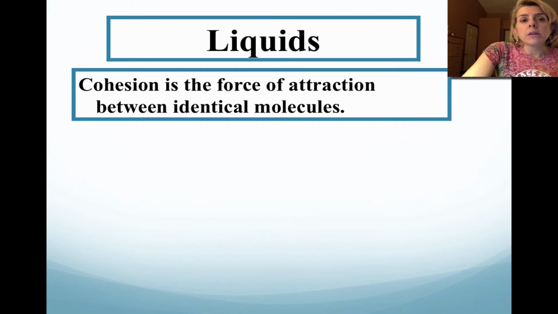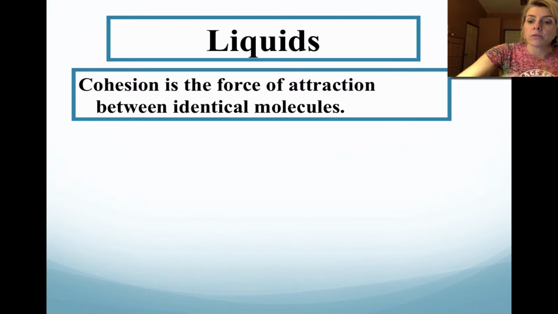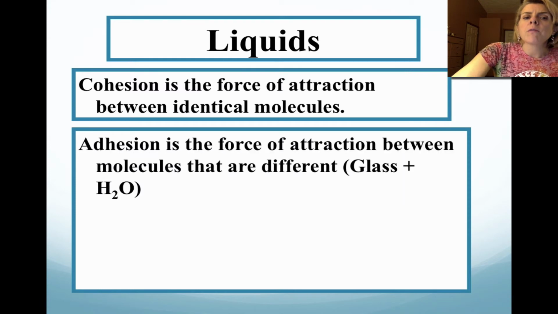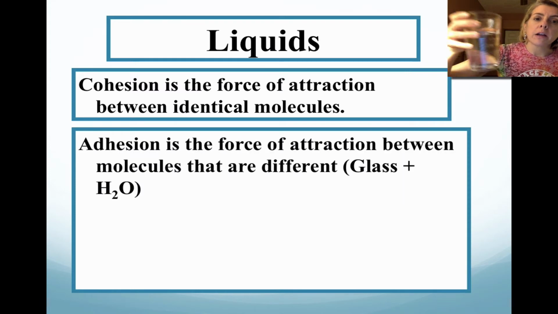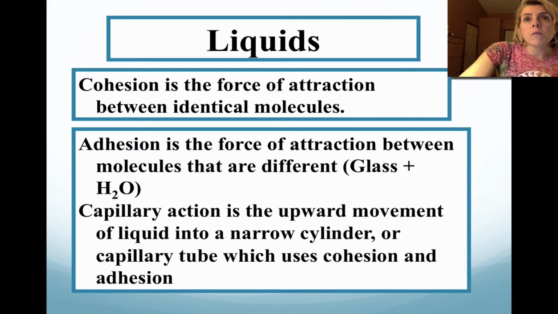Okay, another property within liquids is called cohesion, and that's the force of attraction between identical molecules. So the water molecules in this glass are experiencing cohesion, they're attracted to each other. We could have adhesion. You might notice that when you're drinking a glass of water, there's little droplets that cling to the sides of the glass, and that's what we call adhesion. Now we also have what we call capillary action, and you might notice that in a narrow tube, the water actually will flow up the sides of the glass tube, and that's due to cohesion, the water molecules attracted to each other, and adhesion to the sides of the tube.